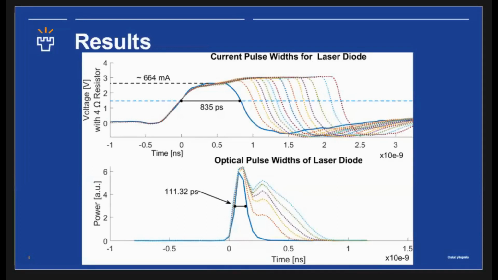In the upper picture, we can notice the current pulses through the laser diode, and the adjustment step is roughly 100 picoseconds. The best tailored optical pulse we get with the shortest 835 picosecond current pulse. That makes the optical laser pulse 111 picoseconds wide and approximately 1.5 watts.